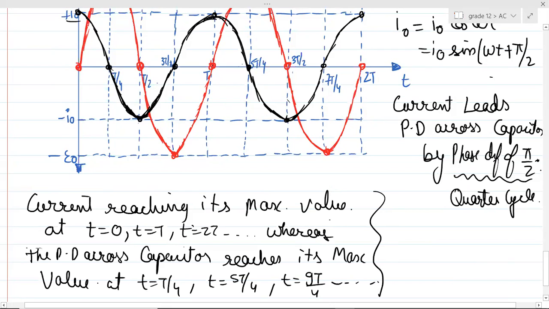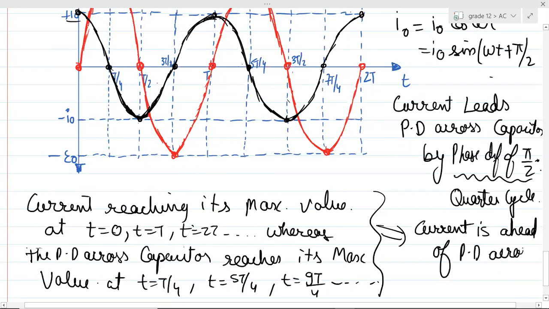Yes or no? So by this observation, what do we get? That current is leading by a phase difference, or you can say that current is ahead. Can you see, the current reaches its maximum before the potential difference, so current is ahead of the potential difference. Is this clear?